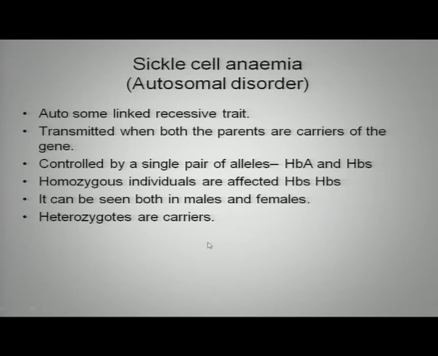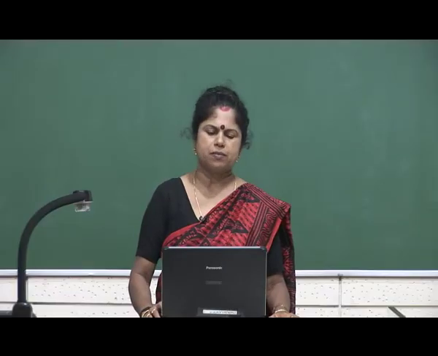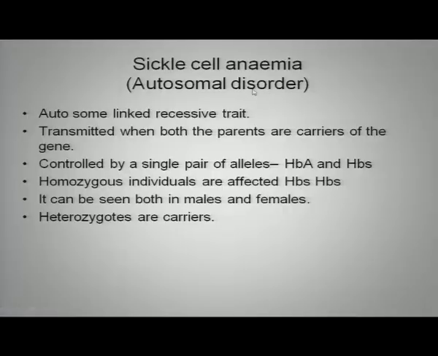Now, the next topic is sickle cell anemia. It is an autosomal disorder. In an autosomal disorder, the gene or the allele for this particular character is present in the autosome, and it is due to a recessive allele. The autosome linked recessive trait is sickle cell anemia. It is transmitted when both the parents are carriers of this particular gene, that means when both the parents are heterozygous.